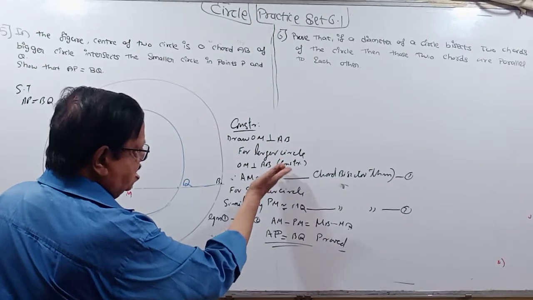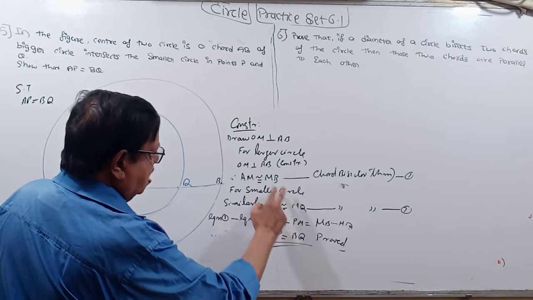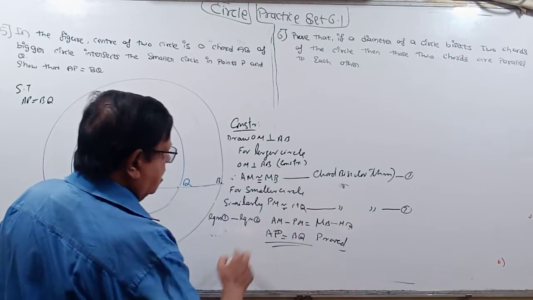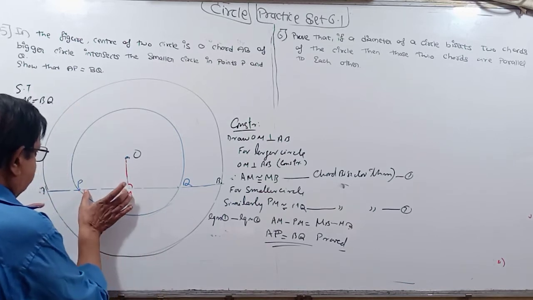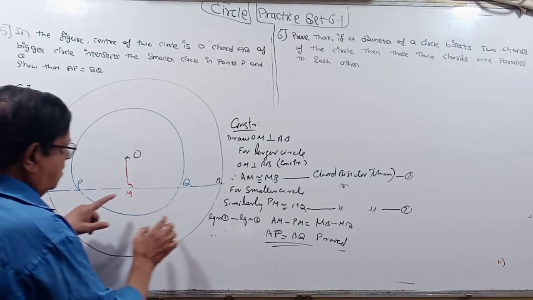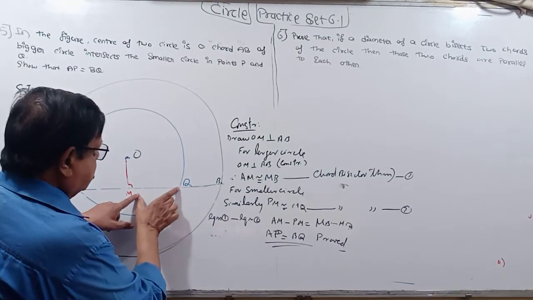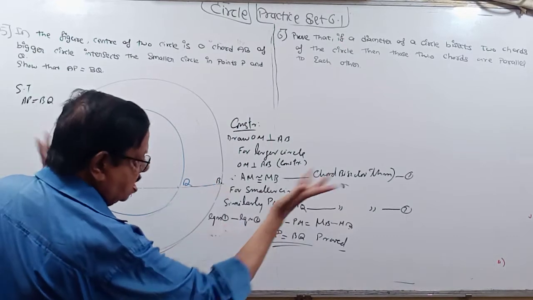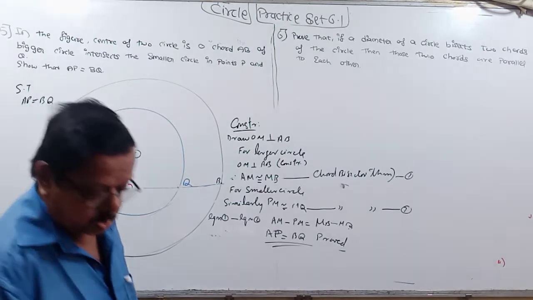Statement number 1 minus statement number 2. AM minus PM equal to MB minus MQ. What is AM minus PM? AP. AM minus PM is AP. And MB minus MQ equal to BQ. And that is true. Okay. Now let's go to the next one.